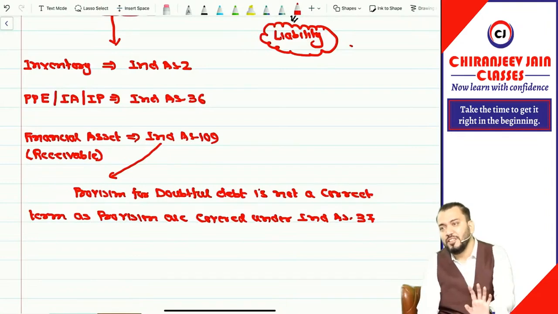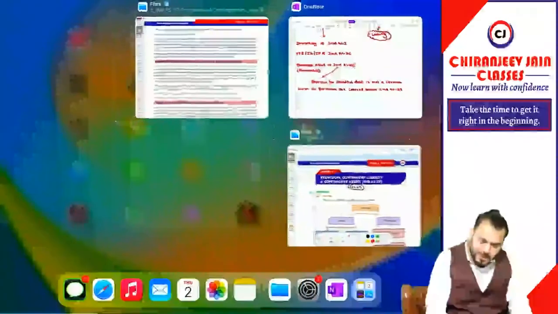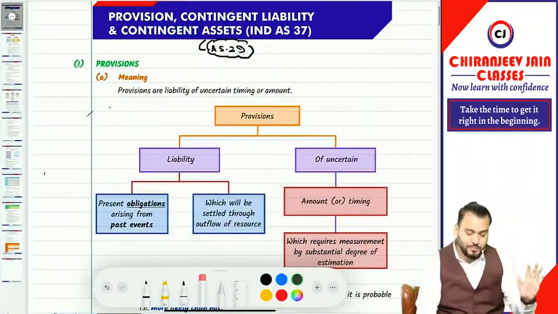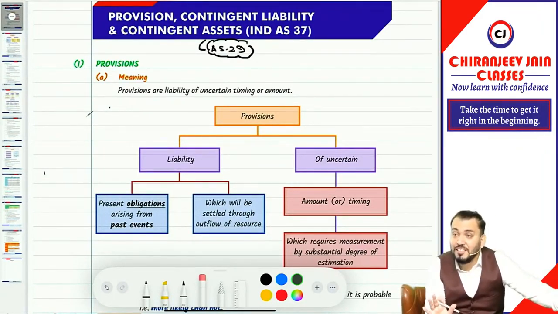If you have understood this much, then now we can come to Ind AS 37. Can we come to Ind AS 37? Let us come to Ind AS 37. Now it will become very easy for you to understand each and every part. If you know CA Inter, CA Final is very easy. But normally we don't know CA Inter. We passed, but we don't know what we have done in CA Inter.